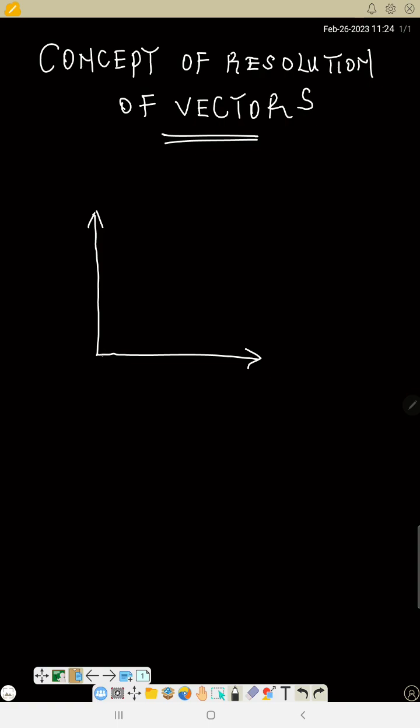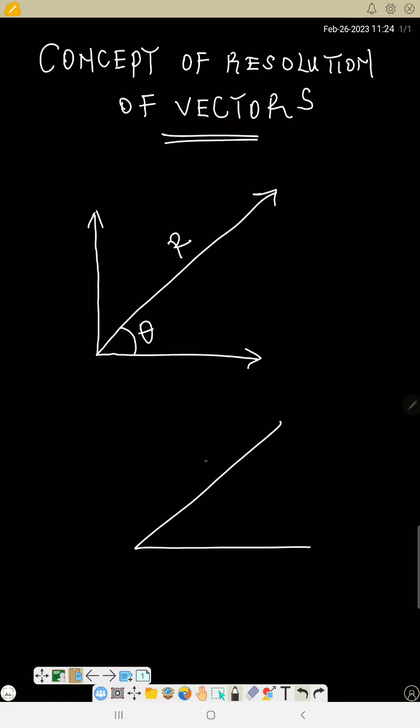Now let's say this is their resultant, and let's say this is theta. If you look at this, theta is to the horizontal. That is, I have the horizontal line and my resultant, so the theta is touching the horizontal. Take note. If the theta is to the horizontal, then if I have here to be alpha, this alpha is to the vertical, that is, touching the vertical.